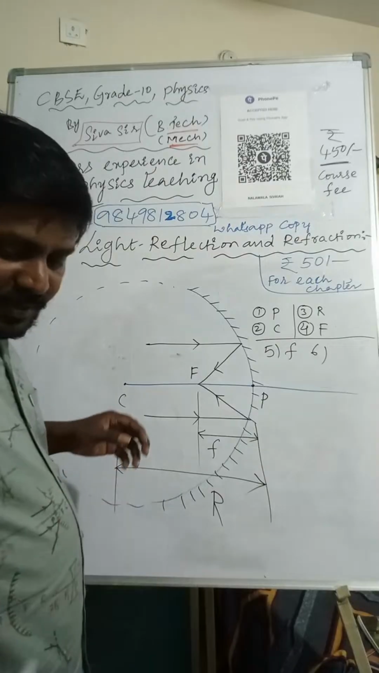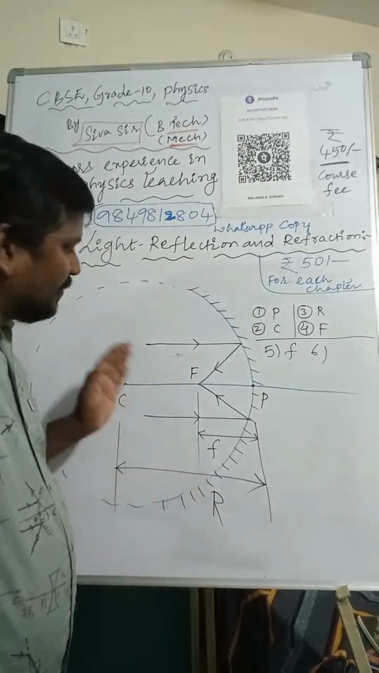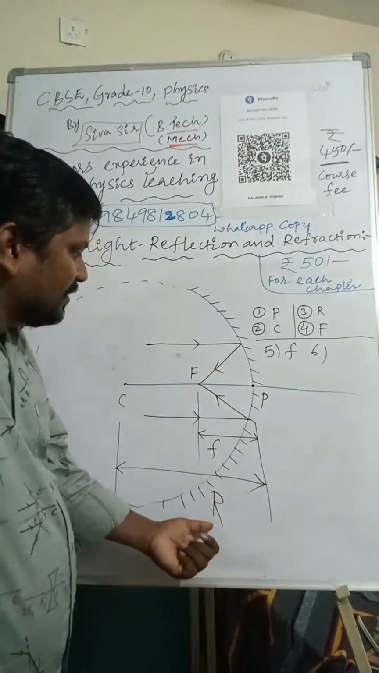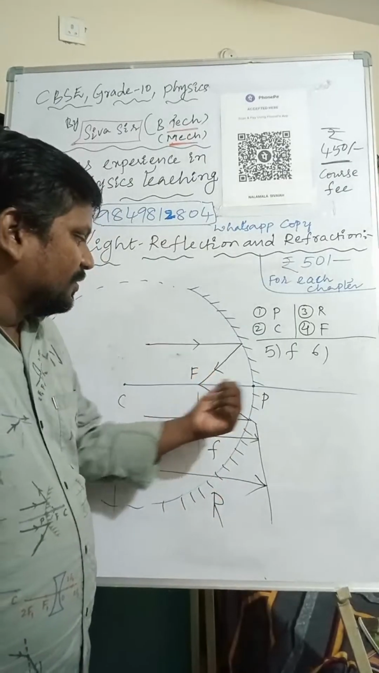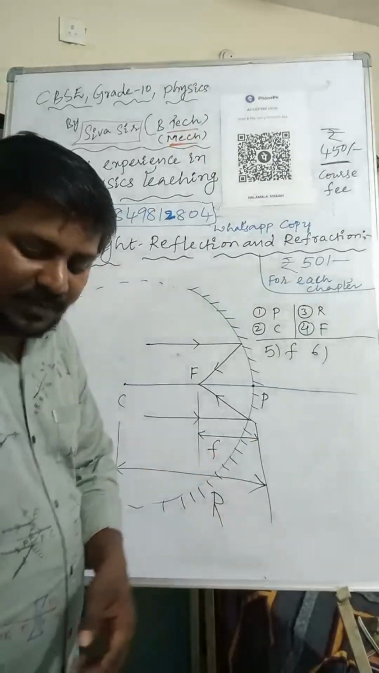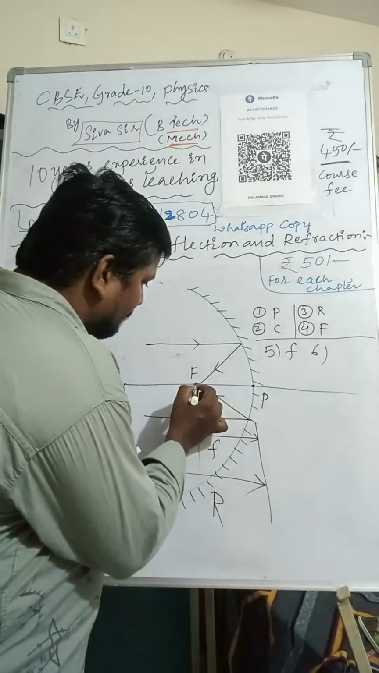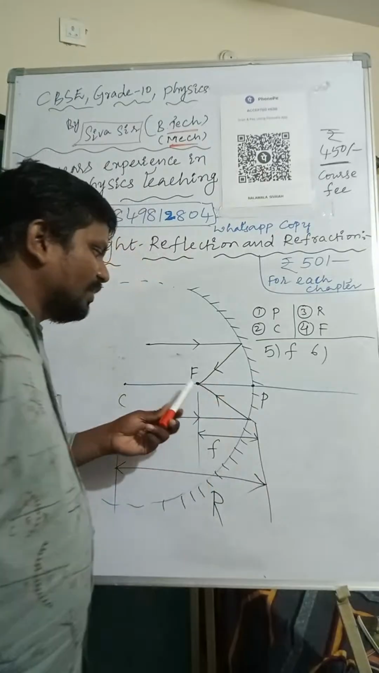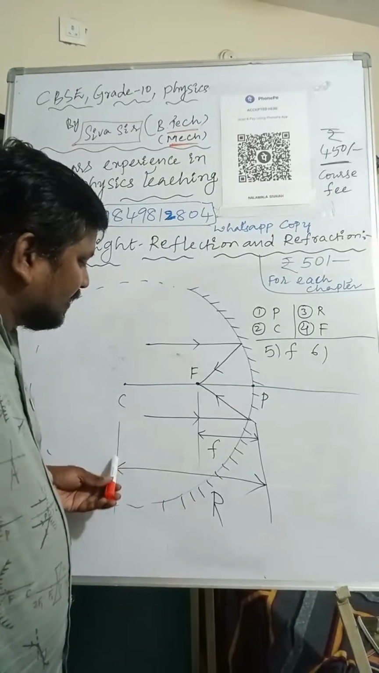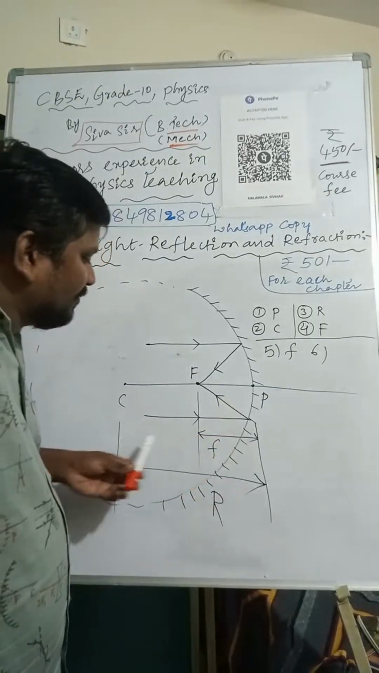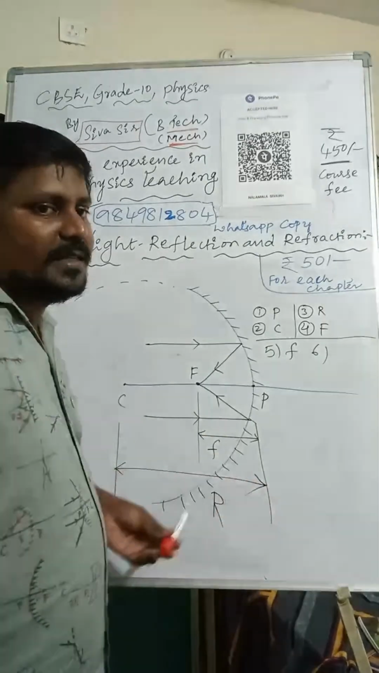Okay, so here you can see the distance between center of curvature to pole is called radius of curvature. Distance between focus to pole is called focal length. Here, the distance between focus to pole: this is the focus. Focus to pole, this distance is called focal length. Distance between center of curvature to pole is called radius of curvature.